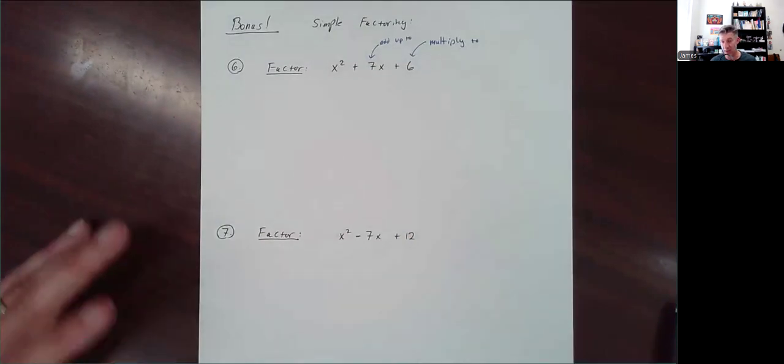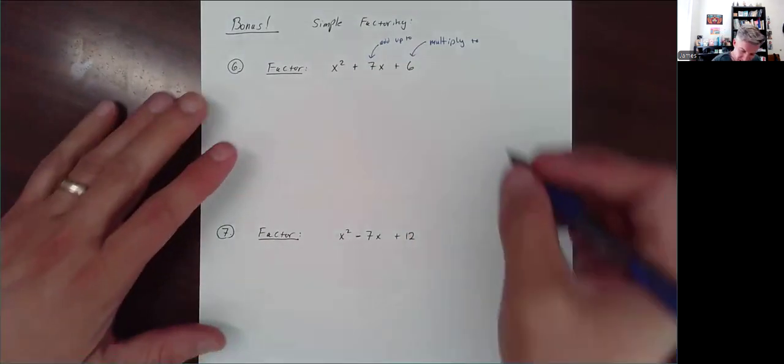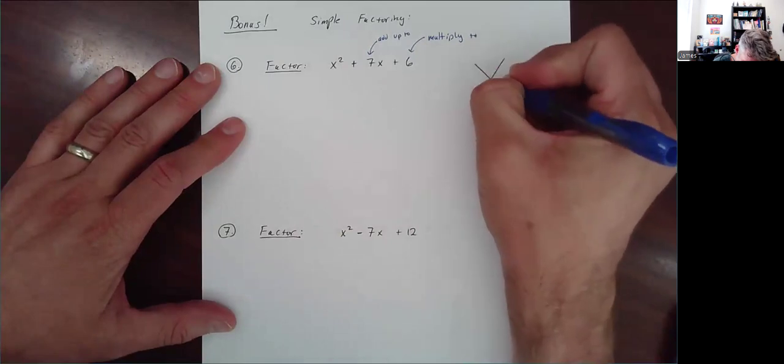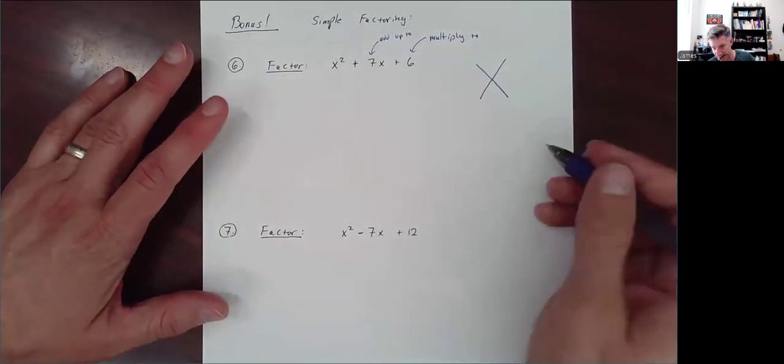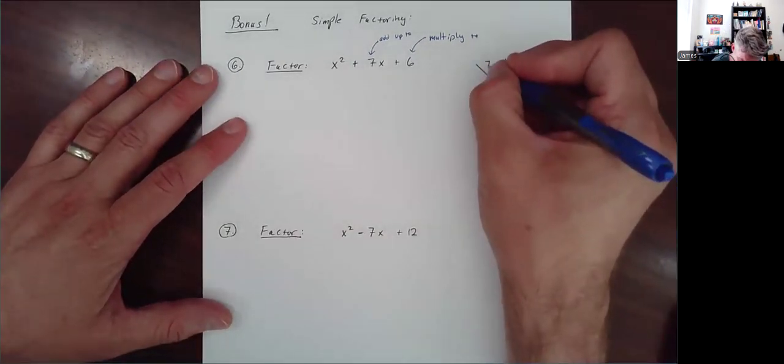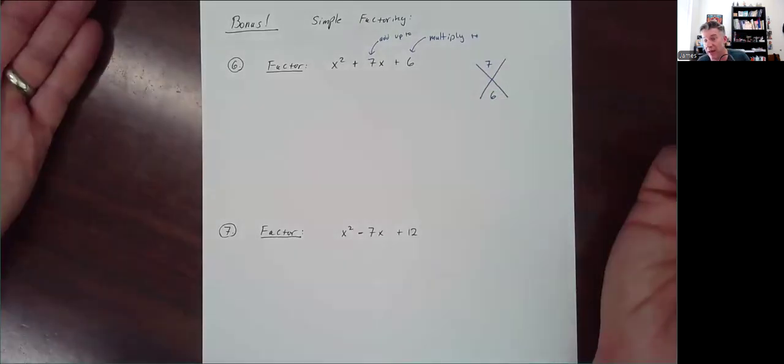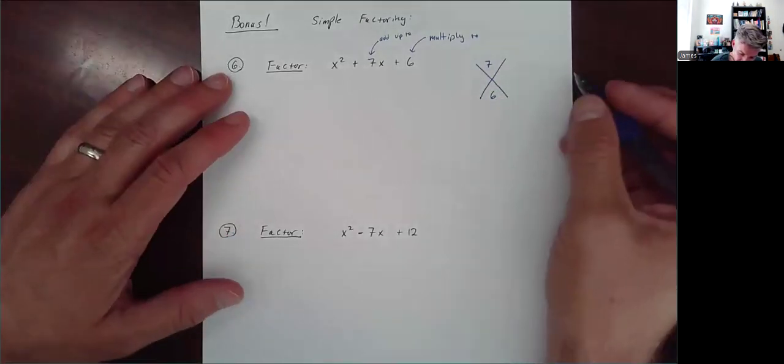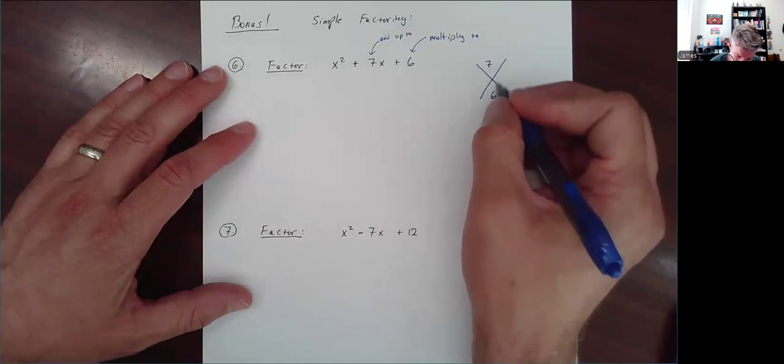Some people use the diamond method, which I never really learned. I think you write one of the numbers on the top, the one you want to add up to here, and the one you want to multiply to here. It might be the opposite of that. I don't really know. And then I'm looking for numbers that multiply to 6 and add to 7.